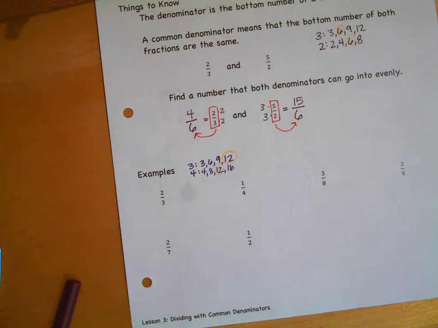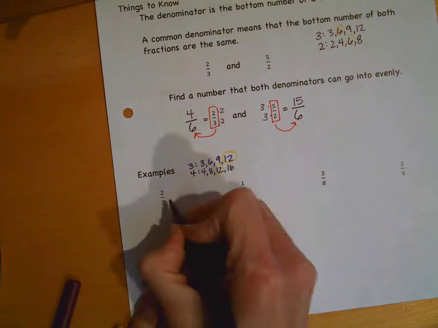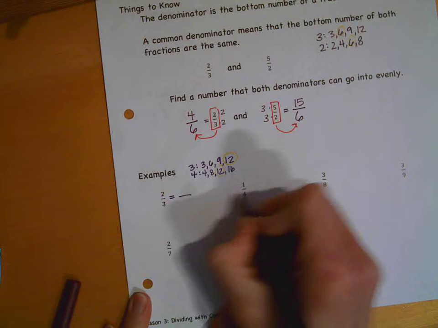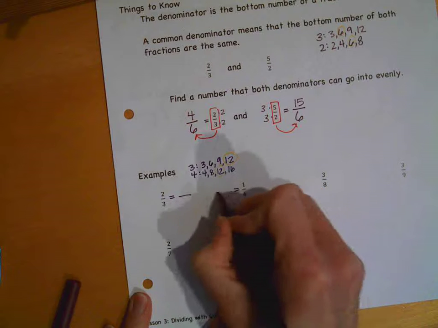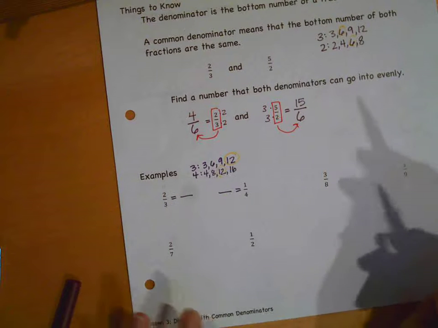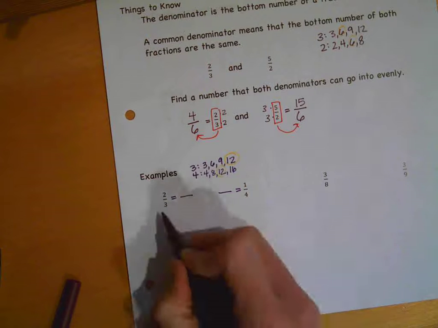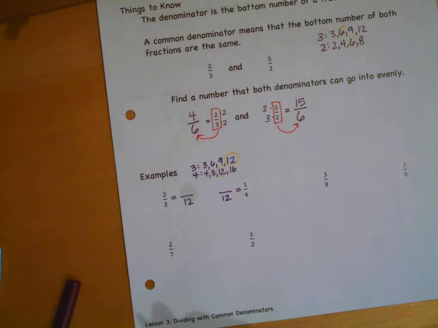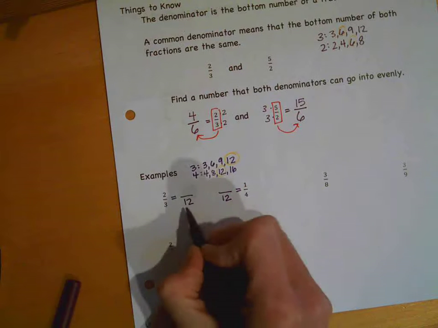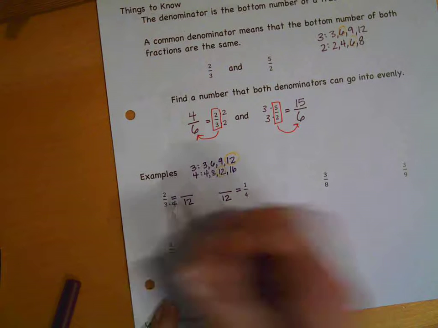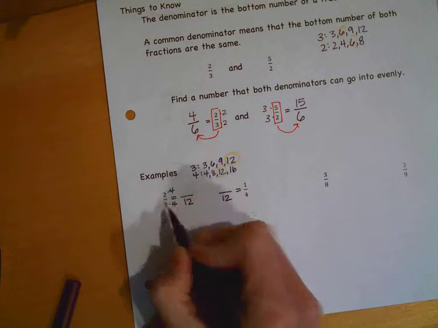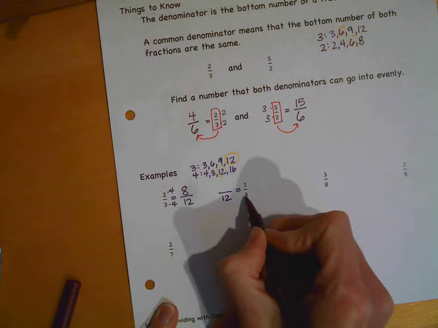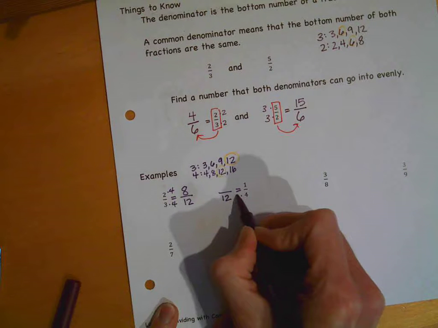Like we did in the other problem, we're going to put equals fraction bar for each fraction. Now we have to ask ourselves how we would get from 3 to 12, because remember, our new common denominator is going to be 12. We multiplied by 4. What you do to one side, you have to do to the other. 2 times 4 is 8. Now we have to ask ourselves, how did we get from 4 to 12?